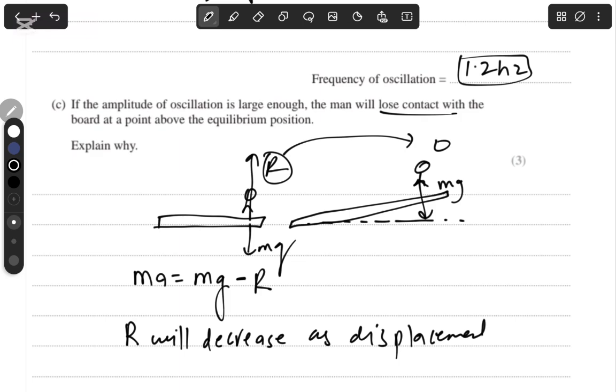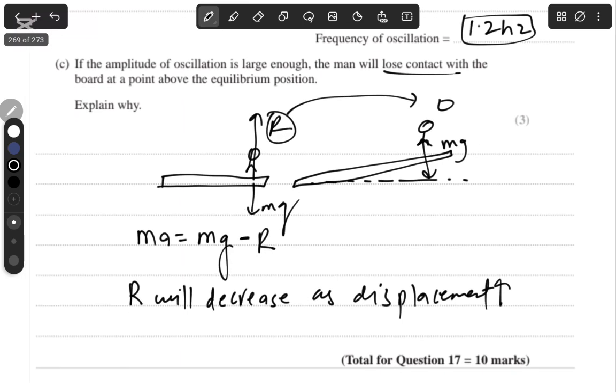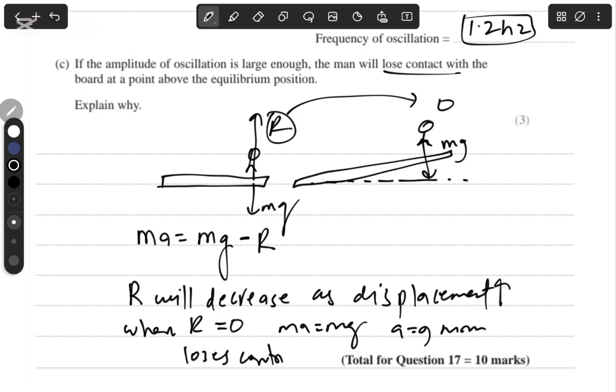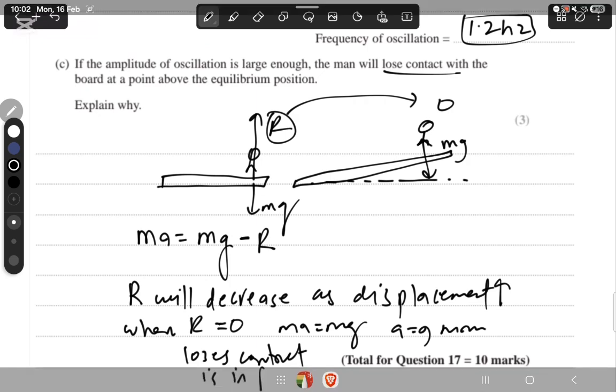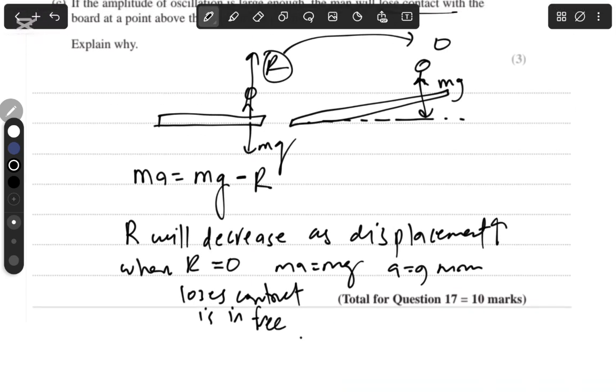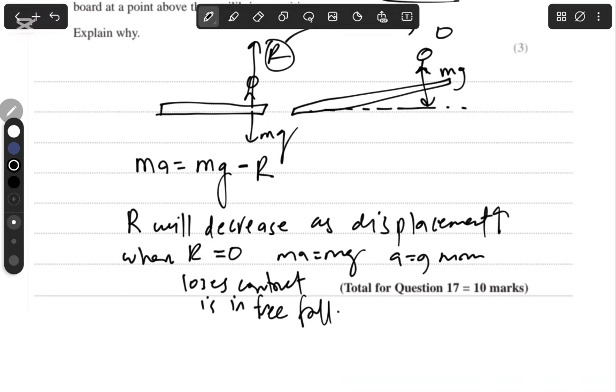R needs to decrease as displacement increases. Okay. When R is equal to 0, ma is equal to mg, a is equal to g, and the man loses contact, is in free fall. Okay. Now I want you to be precise with everything. Tell them that this R is the normal contact force from the board. Okay. You have to specify everything.